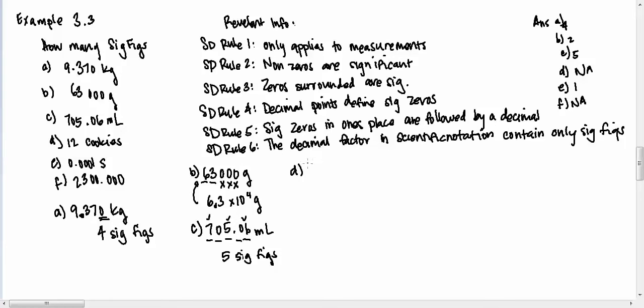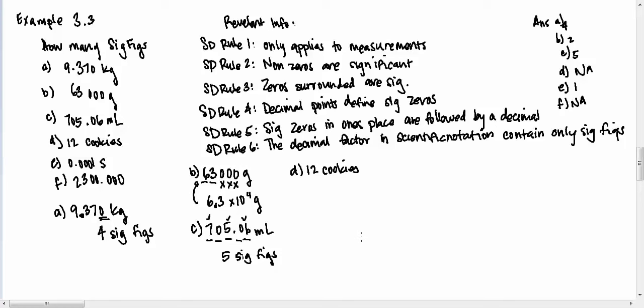All right, so the next one is 12 cookies. Or a dozen, I suppose you would want to put it. 12 cookies, this is not a measurement. I'm not measuring cookies. Like, I don't have a cookie ruler or anything. So 12 cookies is 12 cookies. It's a counted number. And the significant figures is not applicable.